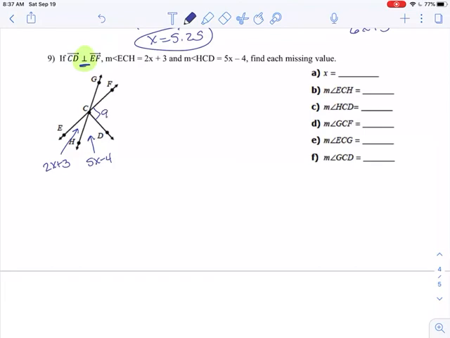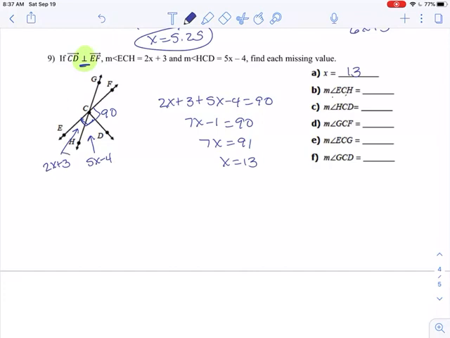If these lines are perpendicular, that means this is 90. That also means this over here is 90. So I can just say 2x plus 3 plus 5x minus 4 equals 90. I'll combine those like terms. I'm going to add 1, divide by 7, and now I have x.